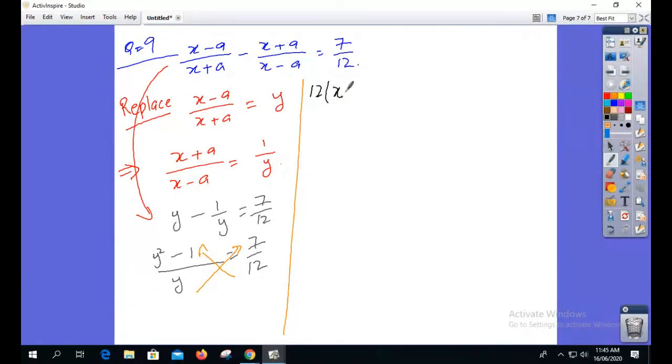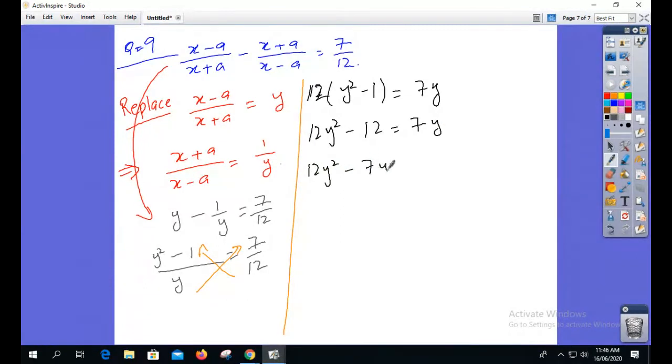12 times, again, y square minus 1 equals to 7 times y, 12y square minus 12 equals to 7y, 12y square minus 7y minus 12 equals to 0.